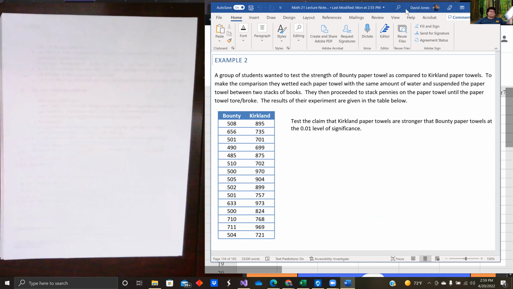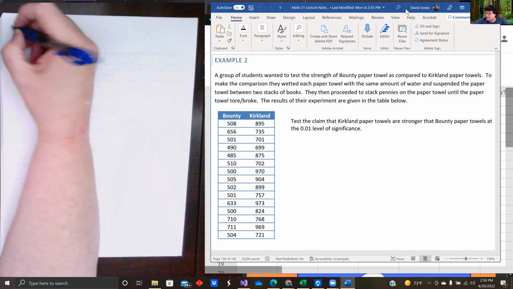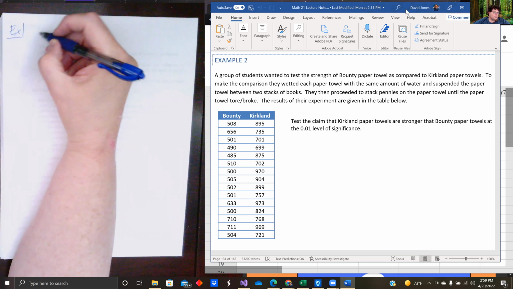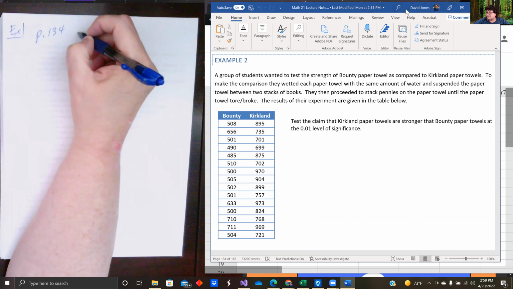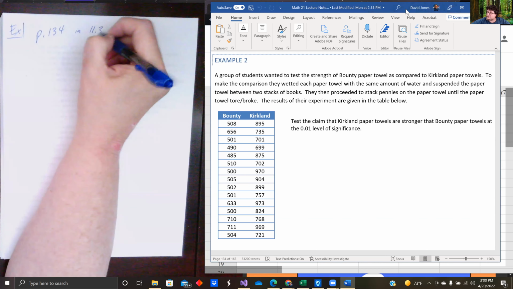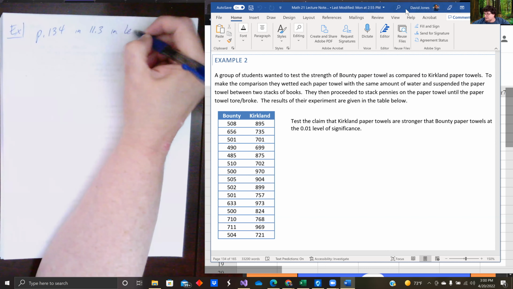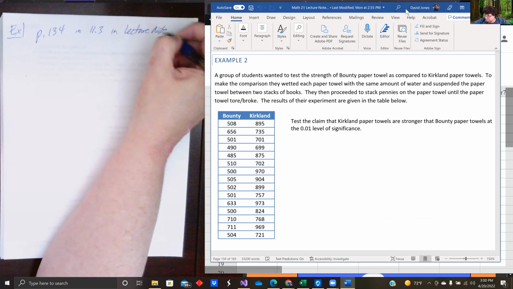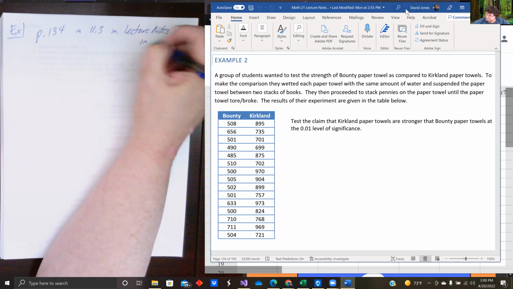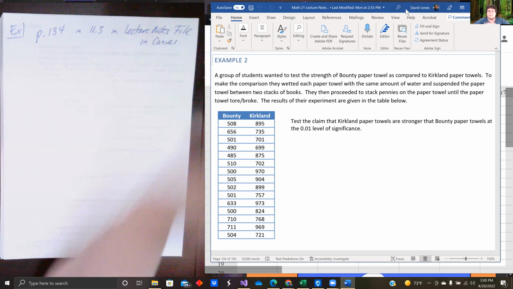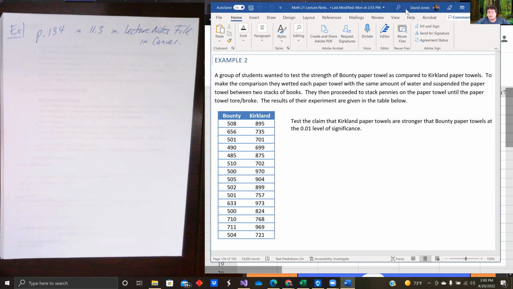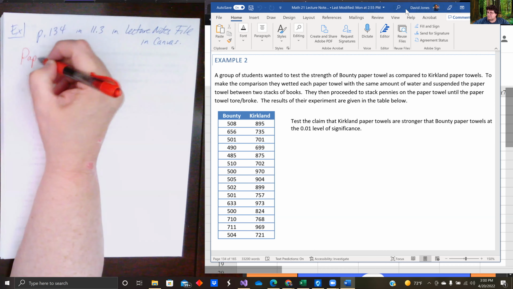All right, so next problem. This is in our lecture notes that you can find in the file section on Canvas. This is page 134 in 11.3 in our lecture notes. File in Canvas. And it's on paper towels. This is an experiment that took place several years ago. A group of students. It's the paper towels test.